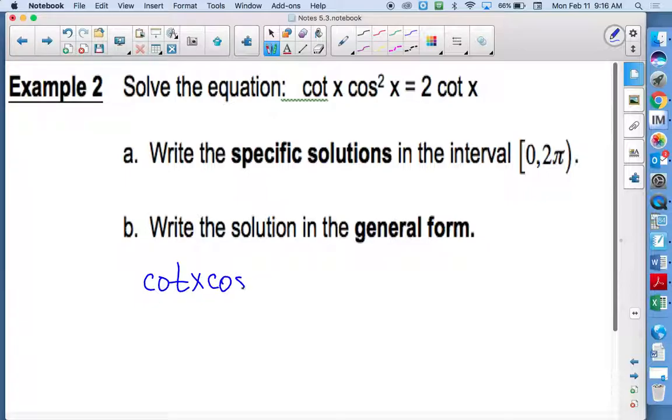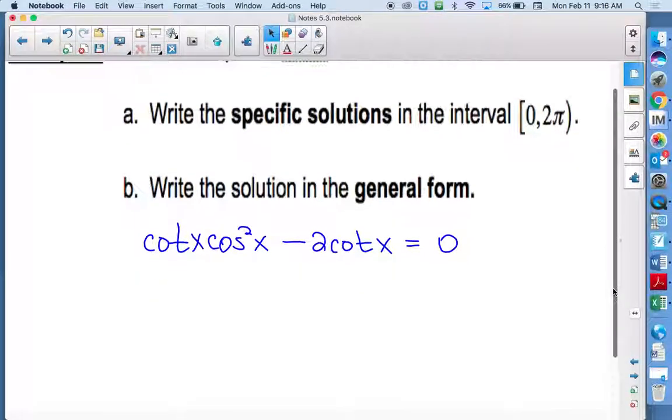These ones are being multiplied. Ben, how do you take 2 cotangent to the other side? Subtract. Yeah, you're going to subtract it to the other side. So if that said 2x, you would subtract it to the other side. So now we're subtracting cotangent to the other side. And it's equal to 0. So why does that work? Like, how did that help us?